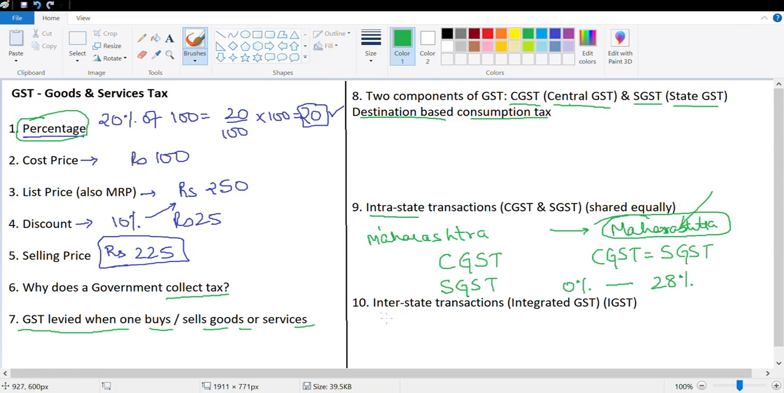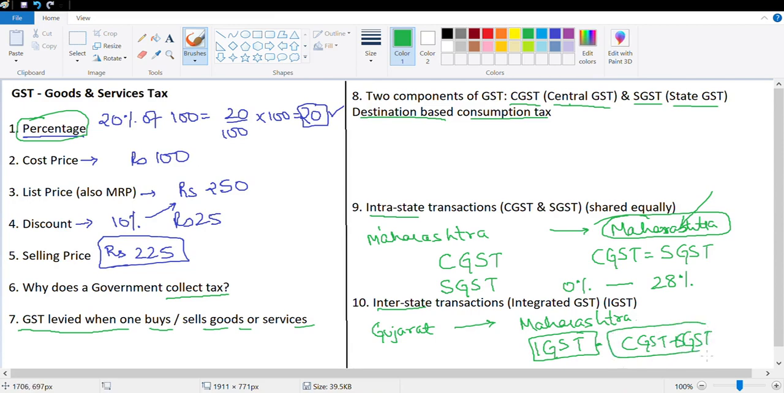Now, in case it is an interstate, which means it originates in one city and the final transaction happens in another state. For example, let's say it originates in Gujarat and the transaction happens in Maharashtra, which means the final consumer is in Maharashtra. So in such cases, the component is called integrated GST, which is IGST, which is in this case the addition of CGST plus SGST. Right, so it's whatever is this total. In this case, it is not calculated as CGST plus SGST, it is known as IGST.